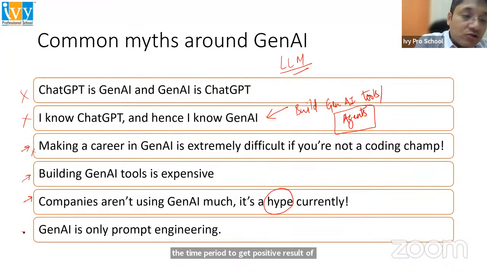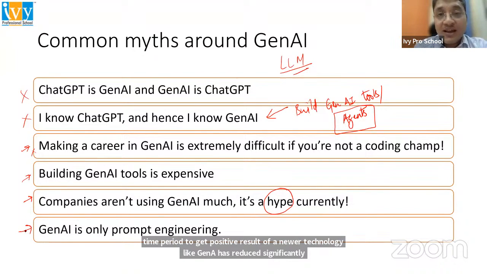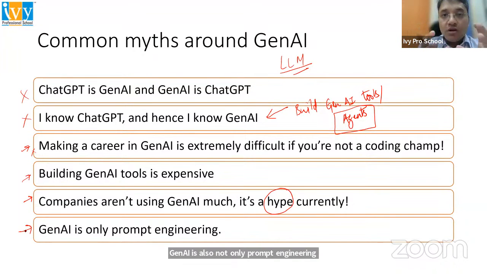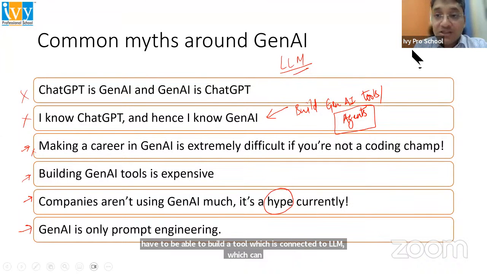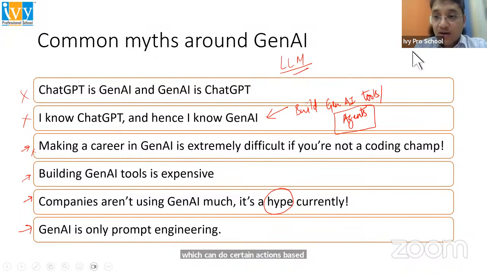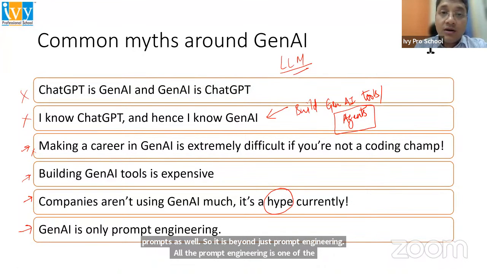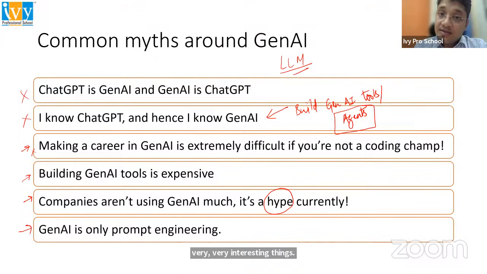Gen AI is also not only prompt engineering, guys. You have to be able to build a tool which is connected to an LLM, which can do certain actions based on user prompts as well. So it is beyond just prompt engineering, although prompt engineering is one of the very interesting and very important skills that a young professional like you all should exhibit, right? With that, let's go into the tool, all right?